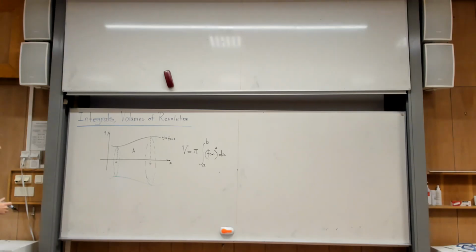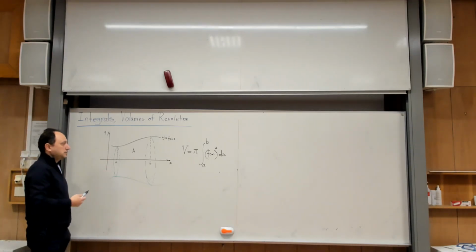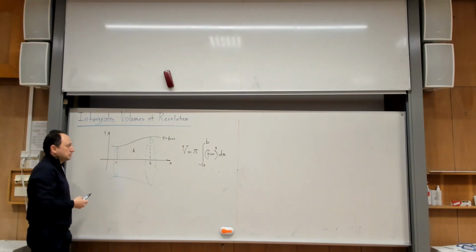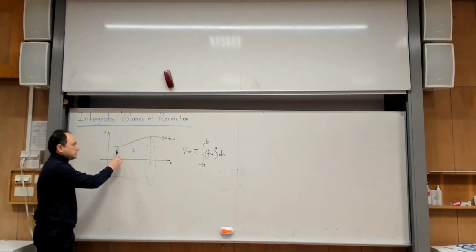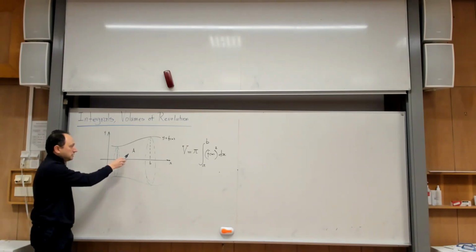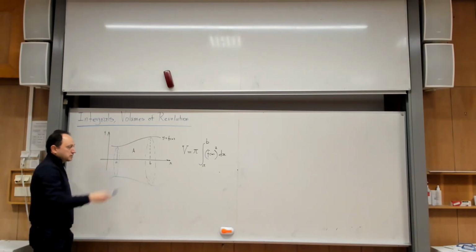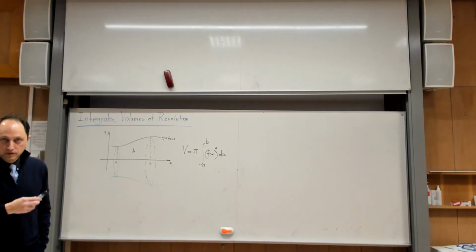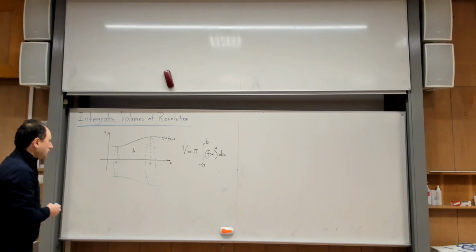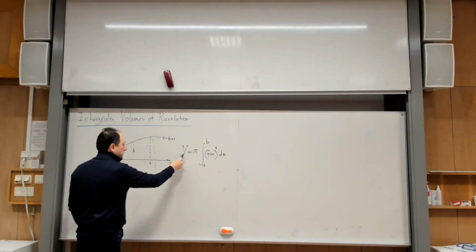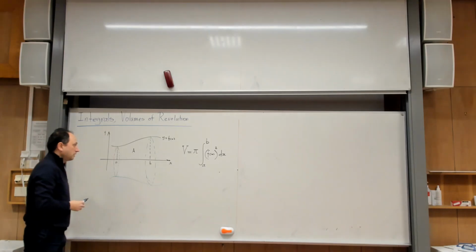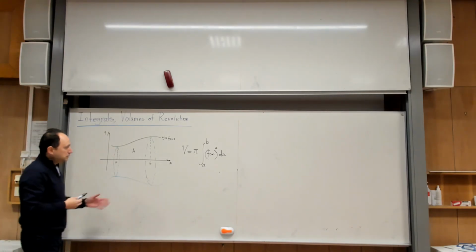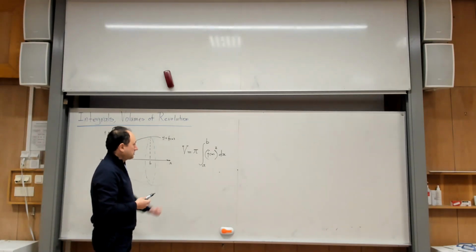Okay, so you need to have this setup in mind, that if you have a curve above the x-axis, and then between two vertical lines, you have an area. You take that area and rotate it about the x-axis. You will generate a three-dimensional object, and then you can talk about the volume of that object. The volume of that object turns out to be V equals this. Okay, any questions?